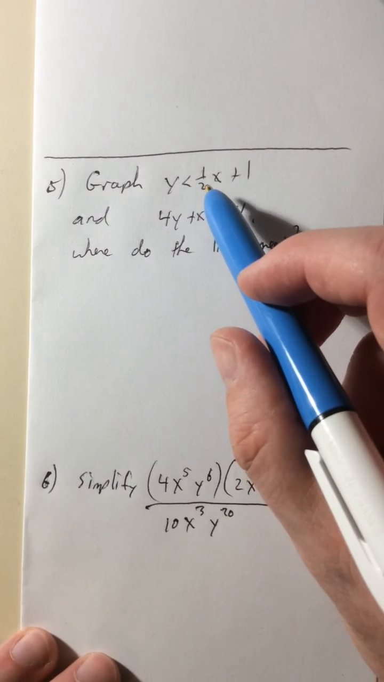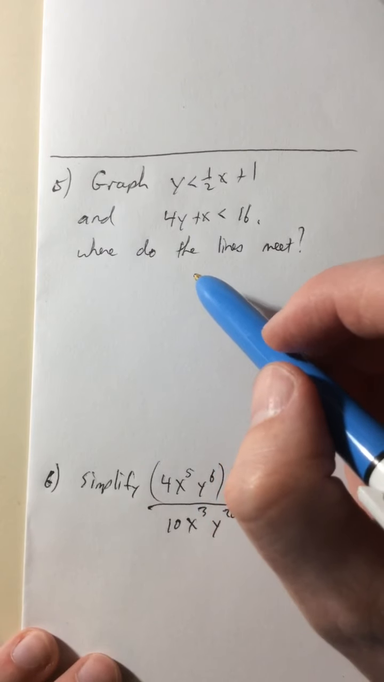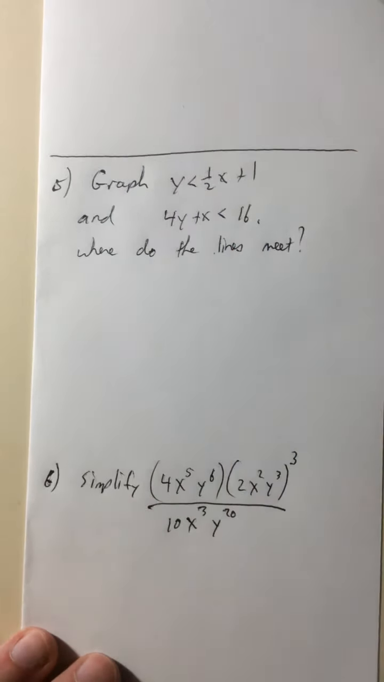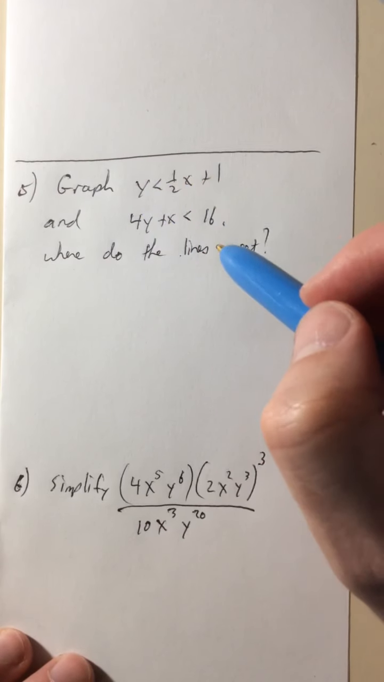We want to graph this guy here and this guy here on the same axes, and we want to find out where they meet, and because they're inequalities, we're going to have to do some shading also. Remember, the solution is where the shading overlaps. This one is already in y equals mx plus b format, easy to graph.